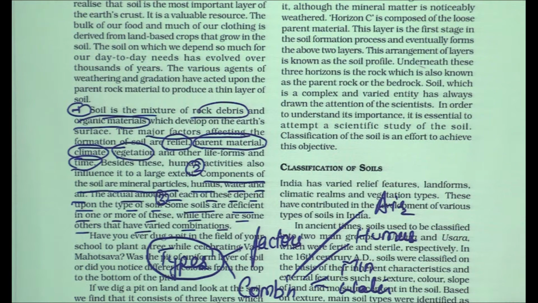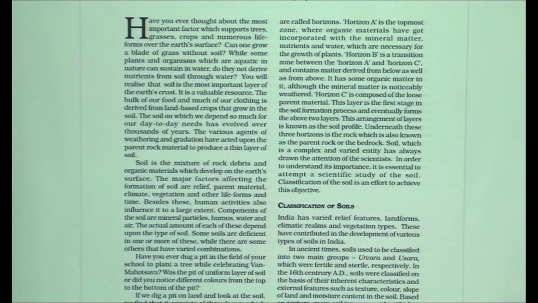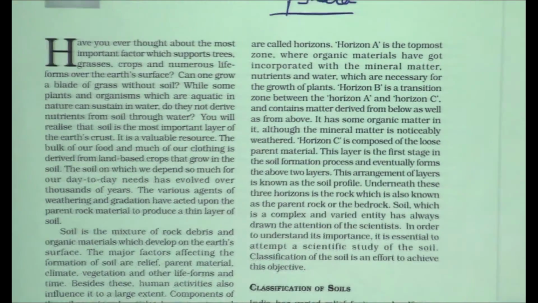I hope we have understood two things right now. Number one, what we have learned? We have learned what is soil. Number two, we have learned what are the factors that affects the development of soil. Reading it from here, soil consists of 3 layers, and now we are zooming it here.